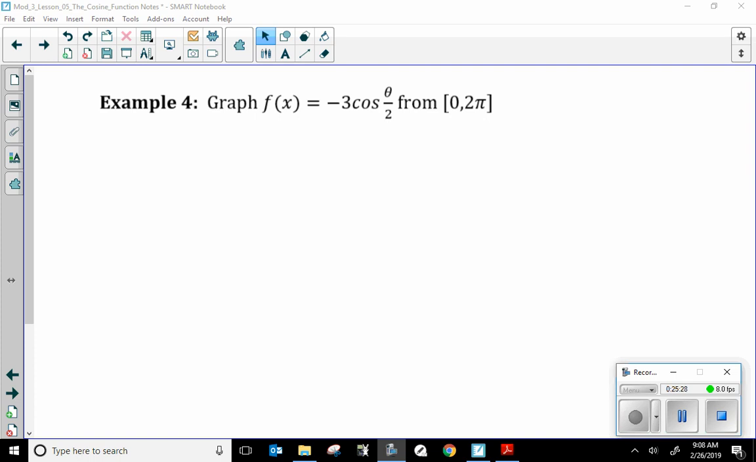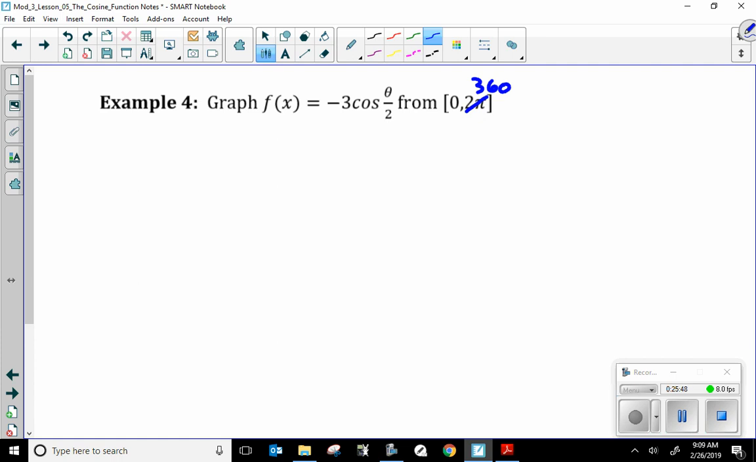All right. Graph the function f of x equals -3 cosine of theta over 2 from 0 to 2 pi. Again, just like last time, they don't want one cycle. They want from 0, and for comfort's sake, that's like saying 360. Okay? From 0 to 360. All right?